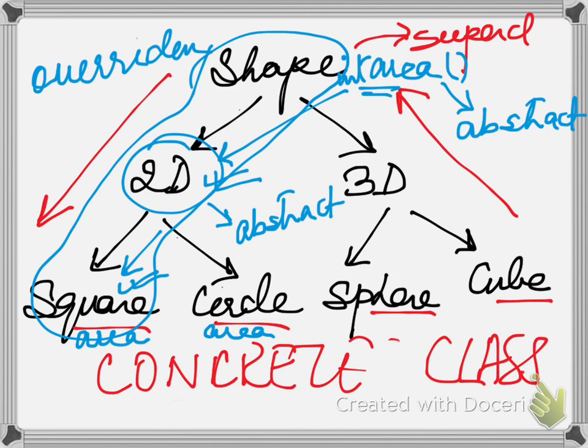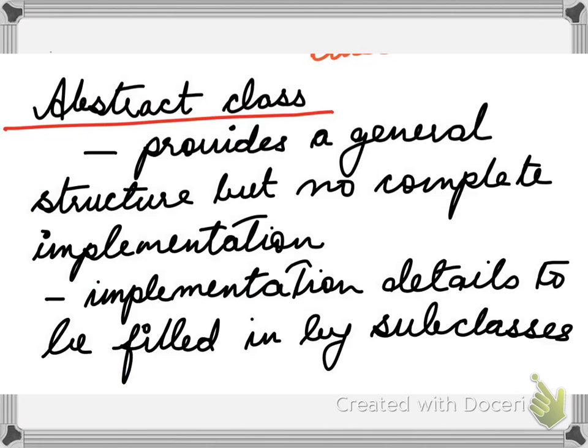So the methods that are defined inside the abstract classes, remember abstract classes may have concrete methods, that is regular methods, or it may have abstract methods. Concrete methods will give an implementation. Abstract methods will not give an implementation. So when I say it will not give an implementation, it means I'll write something like this.